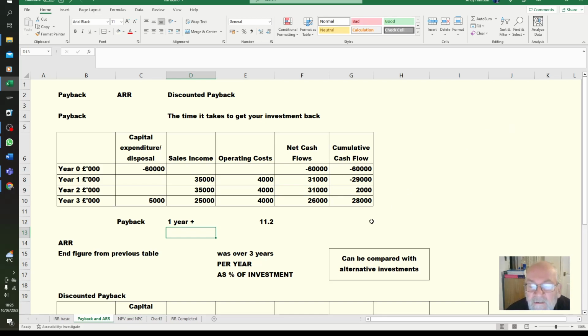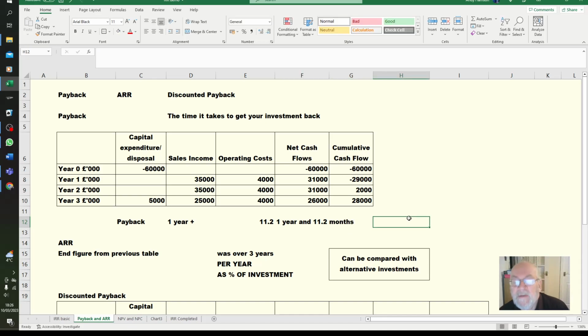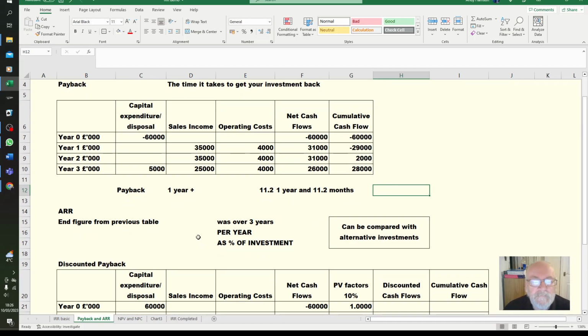So 1 year and 11.2 months. If all your income came in at the end of the month, you would actually call that 2 years. You would round up. AAT exams will always say whether to round up or round down. Common sense required.